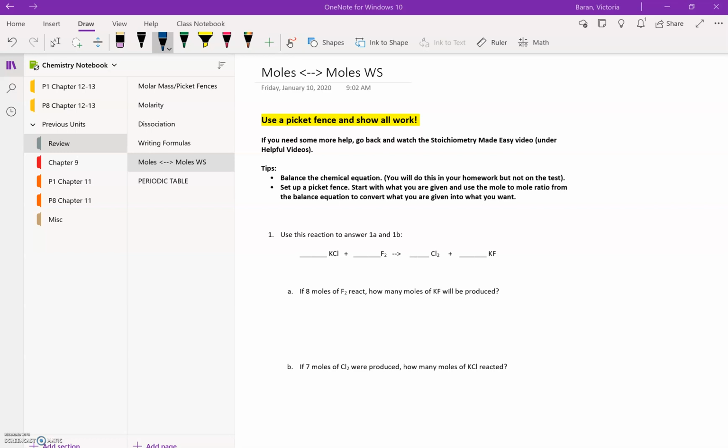Hello, Miss Barron here. I'm going to be going over some stoichiometry problems, kind of the first level here, which are moles to moles conversions.